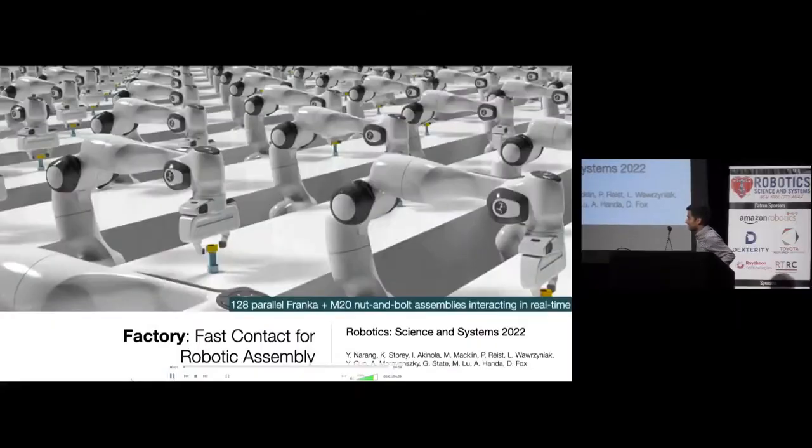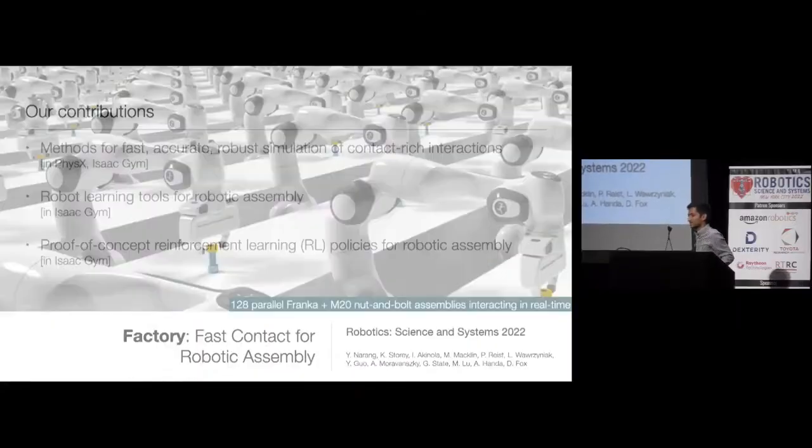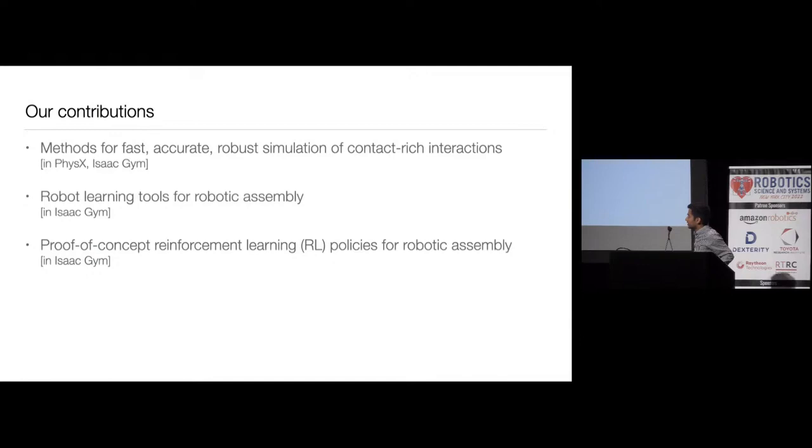I'll present Factory, a collaboration between NVIDIA robotics and simulation. We have 3 primary contributions. The first is methods for fast, accurate, robust simulation of contact-rich interactions developed in PhysX. The second is robot learning tools for robotic assembly, provided in Isaac Gym. And the third is proof-of-concept RL policies for assembly developed in Isaac Gym.